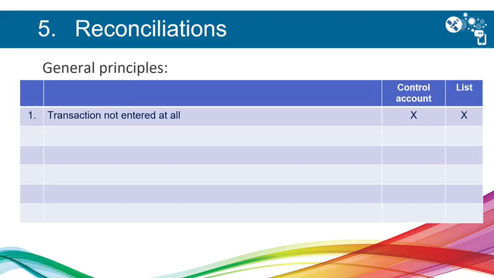The first three are easy ones. If a transaction was not entered at all, it means both the control account and the list must be influenced. We haven't made any entry, so both will be influenced. If the mistake was made on the source document, that piece of paper, if I wrote the incorrect amount on the piece of paper, obviously the entry in the journal will be wrong and then the posting will be wrong. So both will be affected, the control account as well as the list.